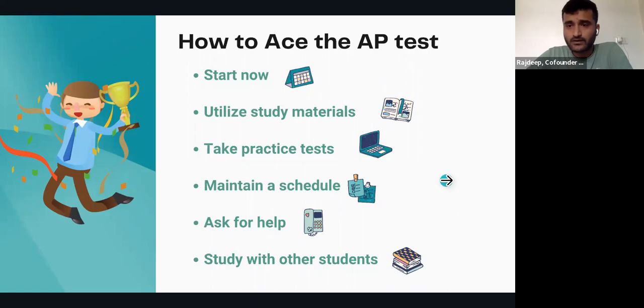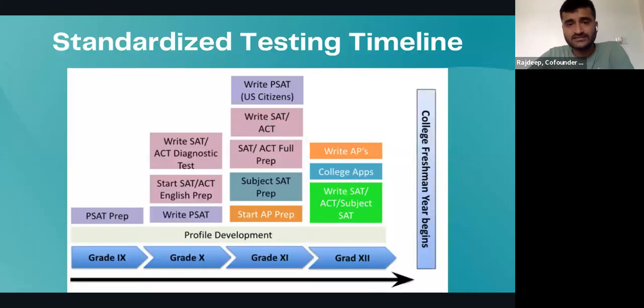Let me move on to the next part, which is very critical: timelines. What do these testing timelines look like? I've mentioned everything here. Our focus is predominantly AP, but I've mentioned everything. Grades 9, 10, 11, 12 are the four years of focus. Profile development is happening on the side, in parallel. Then you have standardized tests and your academics. Academics is again happening in parallel. On top of it, you have the standardized tests. How do you plan your standardized tests?